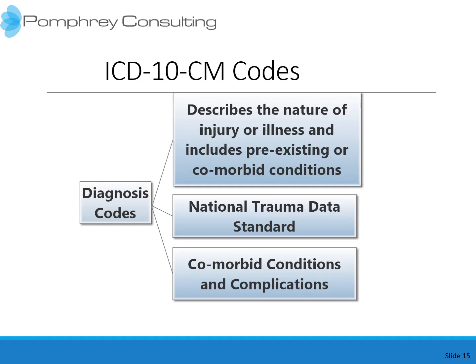To go a little deeper into those diagnosis codes and what you will be identifying, if we move into the specifics that you'll be picking up for the trauma registry, the first box identifies the nature of the injury or illness, including any pre-existing or comorbid conditions. So the top box and the bottom box pretty much go together, where you're picking up all of those conditions, even if there could potentially be some complications. The other thing to note is that the National Trauma Data Standards will be followed using these diagnosis codes that you would be picking up as well for the CM portion.